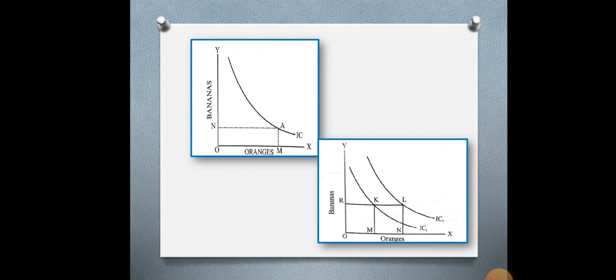Why is it so? Because at point L more quantity of oranges is being consumed, and it is one of the basic assumptions that the higher the quantity of consumption, the higher will be the level of satisfaction. That is why we can say that with the rightward shift of the indifference curve, transformed to IC2, point L shows a higher level of satisfaction as compared to point K on IC1.